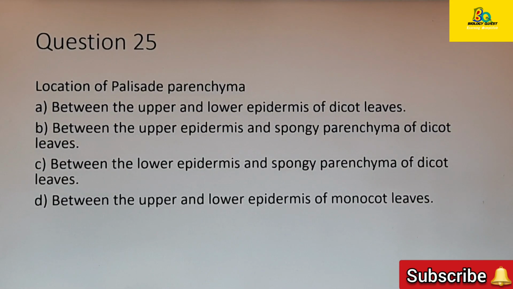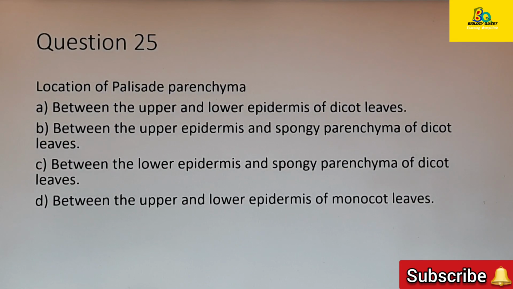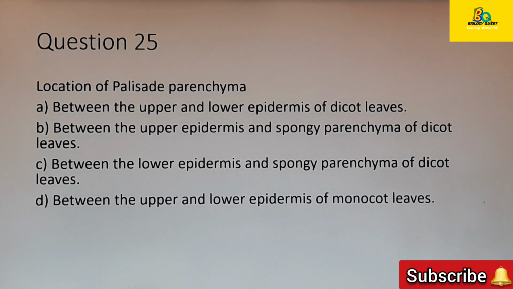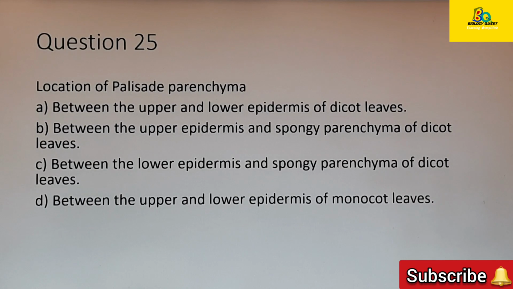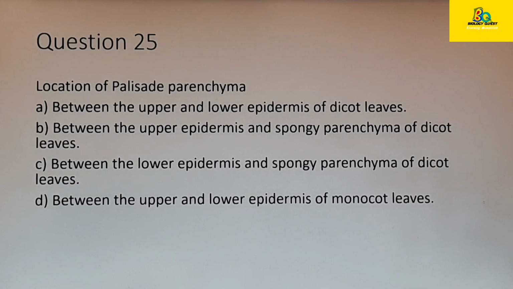Question 25. Location of Palisade parenchyma. We know in dorsiventral leaves or in dicot leaves, the mesophyll tissue. What is mesophyll tissue? The tissue present between the upper and the lower epidermis in leaves is called the mesophyll. In dicot leaves, this mesophyll is differentiated into upper column-like cells, which we call the Palisade parenchyma, and the lower cells which we call the spongy parenchyma.